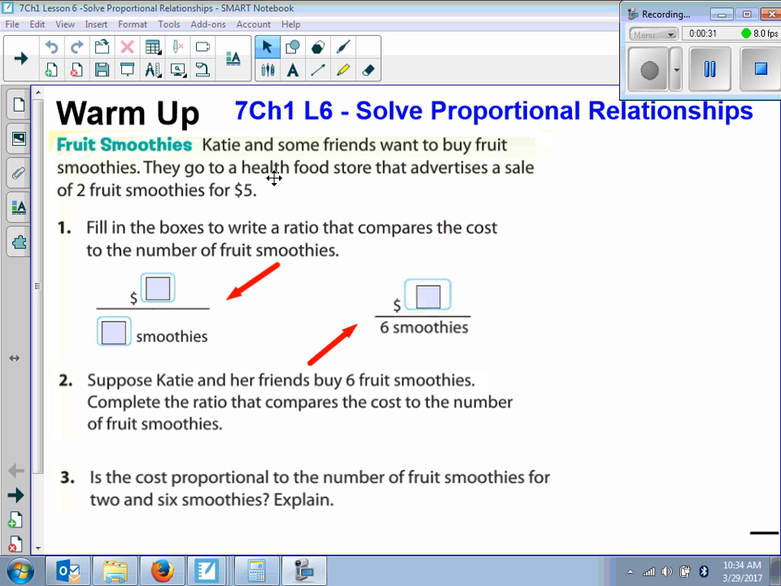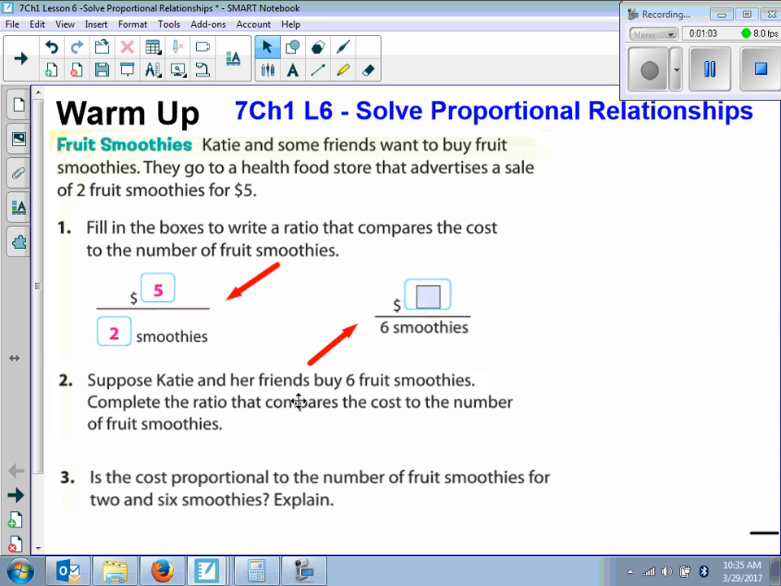So, looking up here at the rate, remember when we're looking at unit prices, the money always goes on top, right? So here, our rate will be what to what? $5 to 2 smoothies. Very good. Number 2 says, suppose Katie and her friends buy 6 smoothies. Complete the ratio that compares the cost to the number of fruit smoothies.